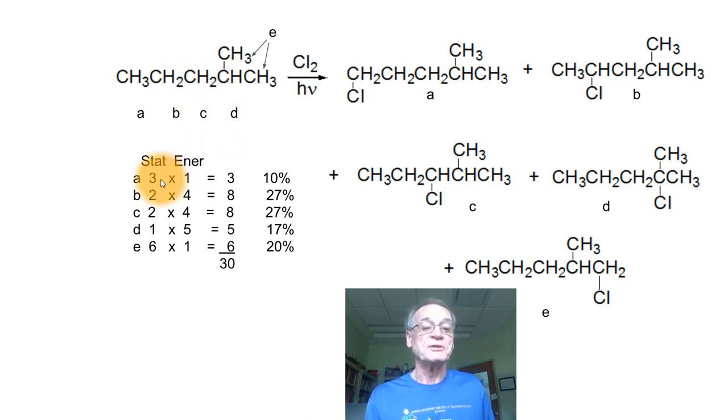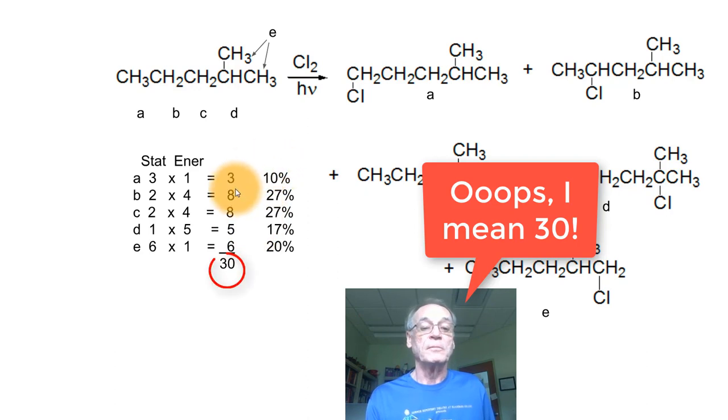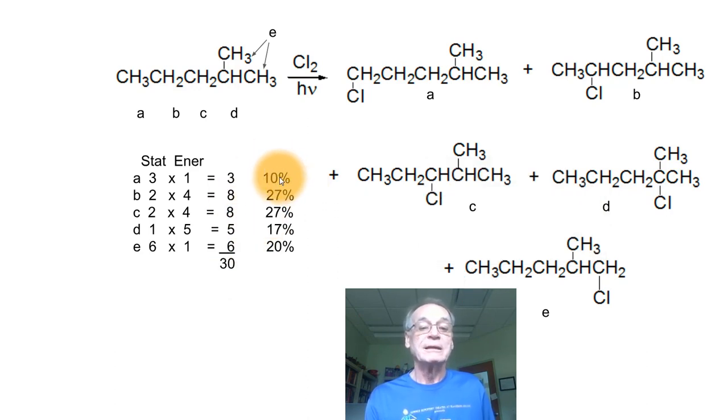So multiplying out the statistical times the energy factors, you get 3 to 8 to 8 to 5 to 6. And adding those up, you get 60. Dividing them out, you're going to get roughly 10% of A, 27% of B, 27% of C, 17% of D, and 20% of E. And so you get a terrible, horrible mixture, none of them more than roughly 25%, and you got 5 different things in there that you got to separate from each other. So that would be a horrible synthesis if you wanted to make any one of those 5 things.